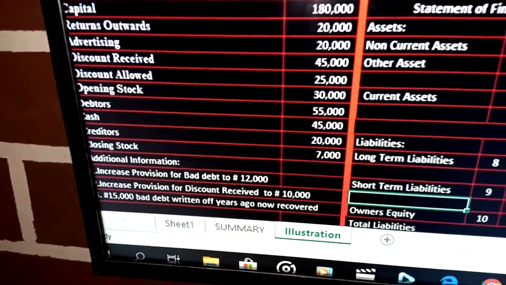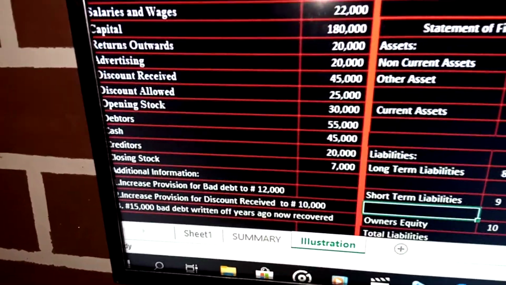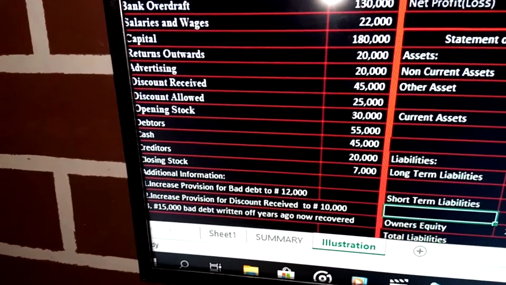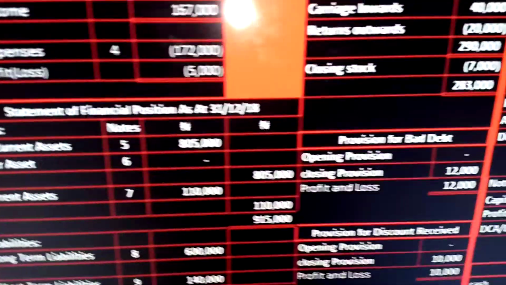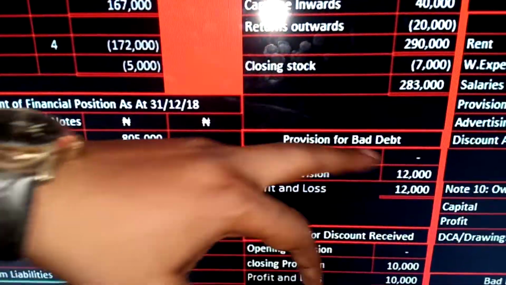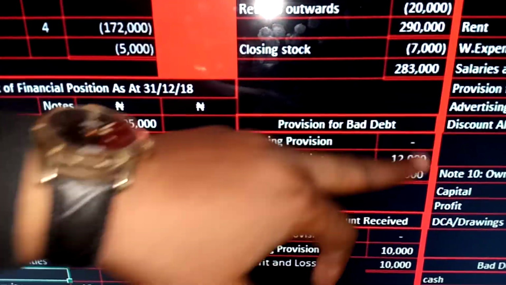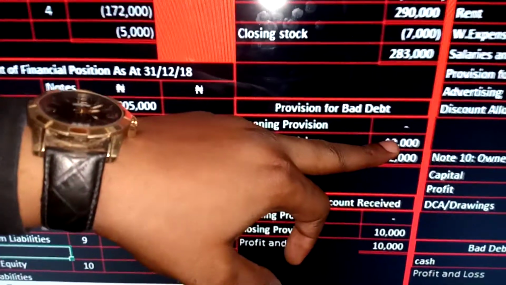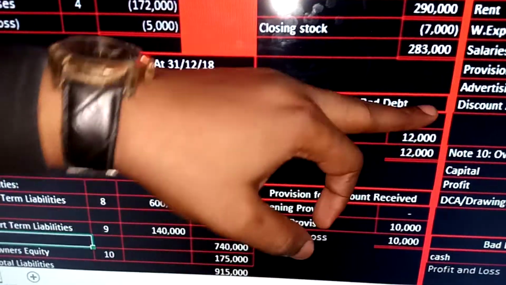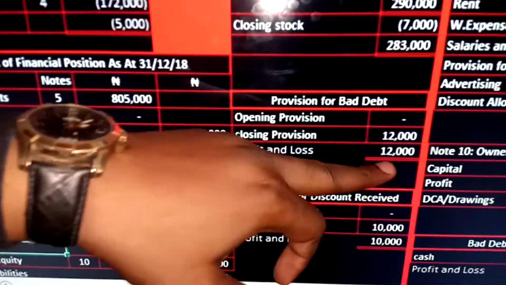I told you, increase or decrease is a function of what? It's a function of the opening balance of provision and the closing balance of provision. So here, provision for bad debt: opening provision is 0, closing provision is 12,000. So that means it has increased from what? 0 to 12,000. So profit and loss.